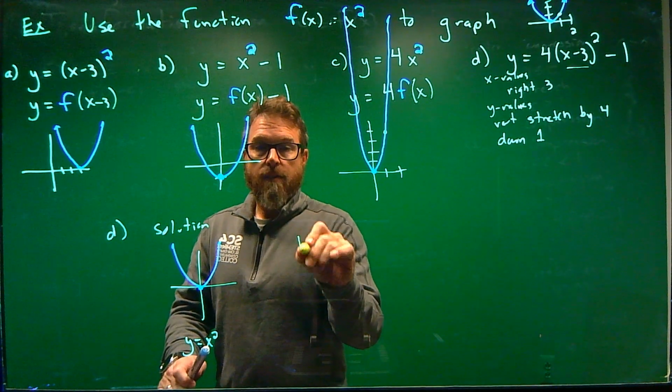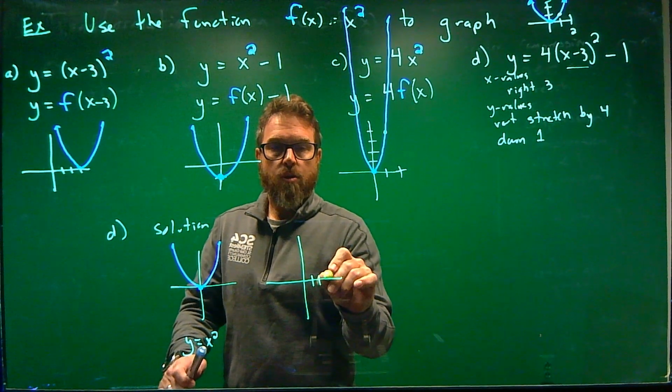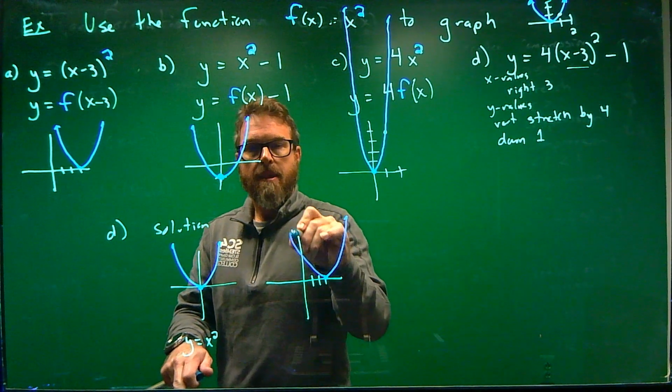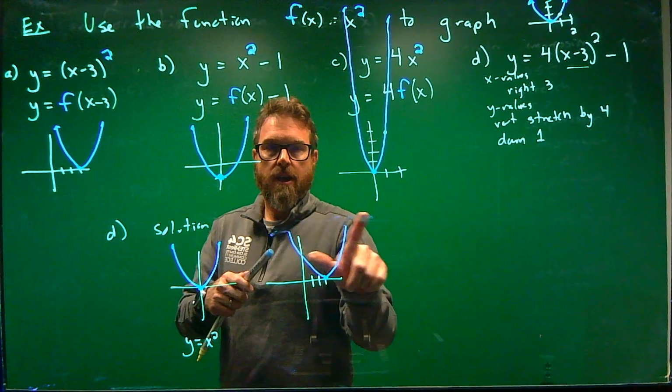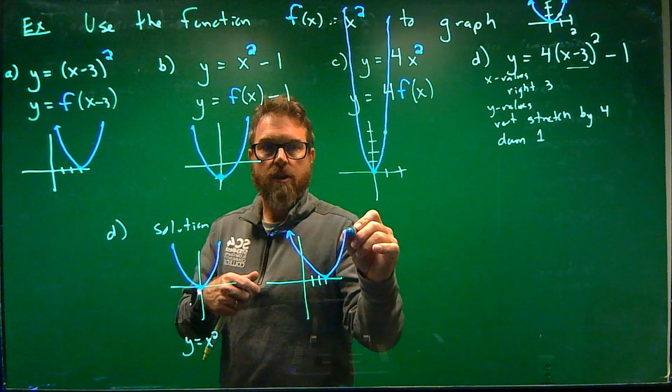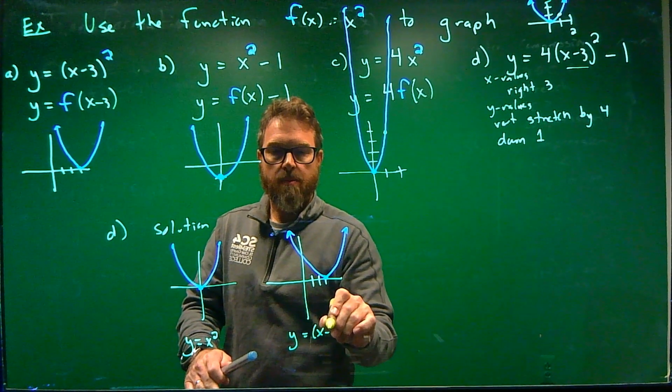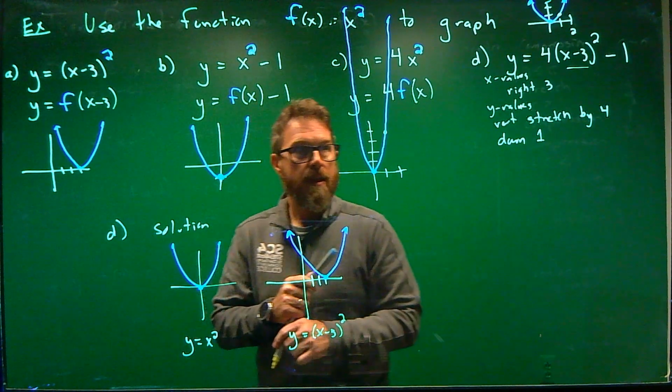Now I'm going to move it to the right 3. 1, 2, 3. So now it's going to look like this. Now I shouldn't change its height because I don't want to make it look like I'm stretching it at all. So that is y is equal to (x minus 3) squared, which we had before.